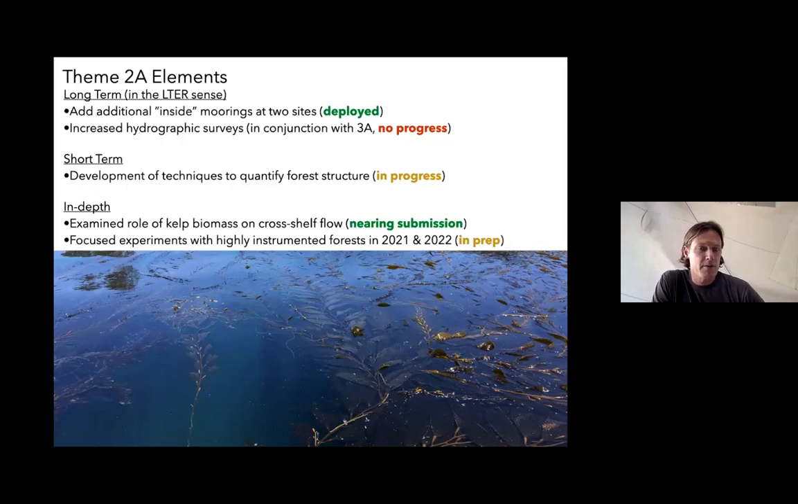And we're planning for and thinking about some focused experiments with highly instrumented kelp forests in, I left it at 2021 and 2022 because that's what I wrote last year, but really this is more likely to be 2022 and 2023.